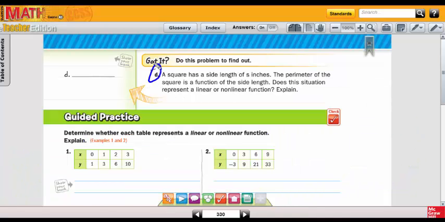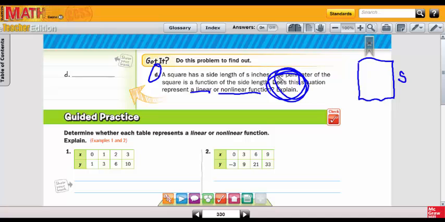Letter D. A square has a side length of s inches. So again, we're looking at a square here, and we're saying that the side is s. The perimeter of the square is a function of the side length. Does this situation represent a linear or a nonlinear function? And then, of course, explain that. Well, we could make a table of values if that's what we wanted to do here. We could put our input, of course, is side length. Our output is area.